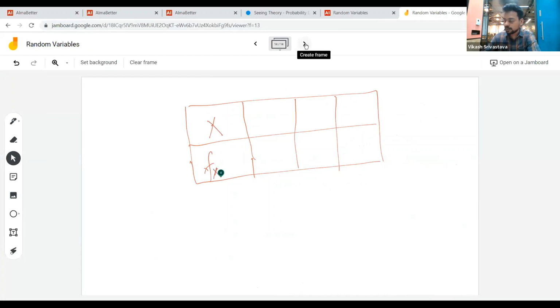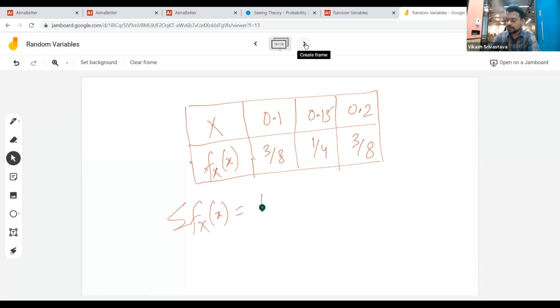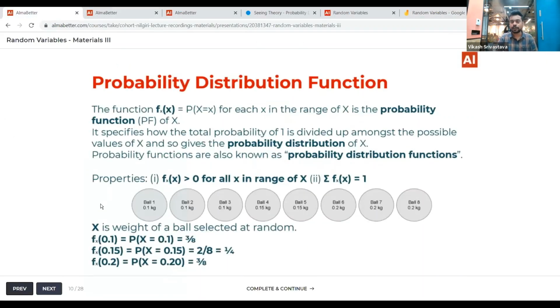Let's say this x takes the values 0.1, 0.15, 0.2, so the probabilities are 3 by 8, 1 by 4, and again 3 by 8. If we sum up f(x), this will be 1, and each of these values is greater than 0. So we have both the properties which are required for a distribution function, defined in this particular fashion.